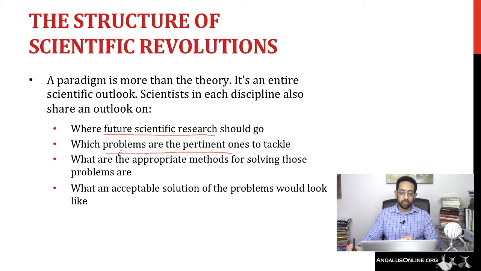They all share that. What are the appropriate methods? And this is a really important one too. What are the appropriate methods for us to solve these problems? If you're going to propose a method that is not going to answer the question, you're going to lose your crowd and you're not going to have any listening ears. And then finally, what an acceptable solution of the problem would look like. Not what it is, but what it would look like. What components would it need to have for the scientific community to accept?